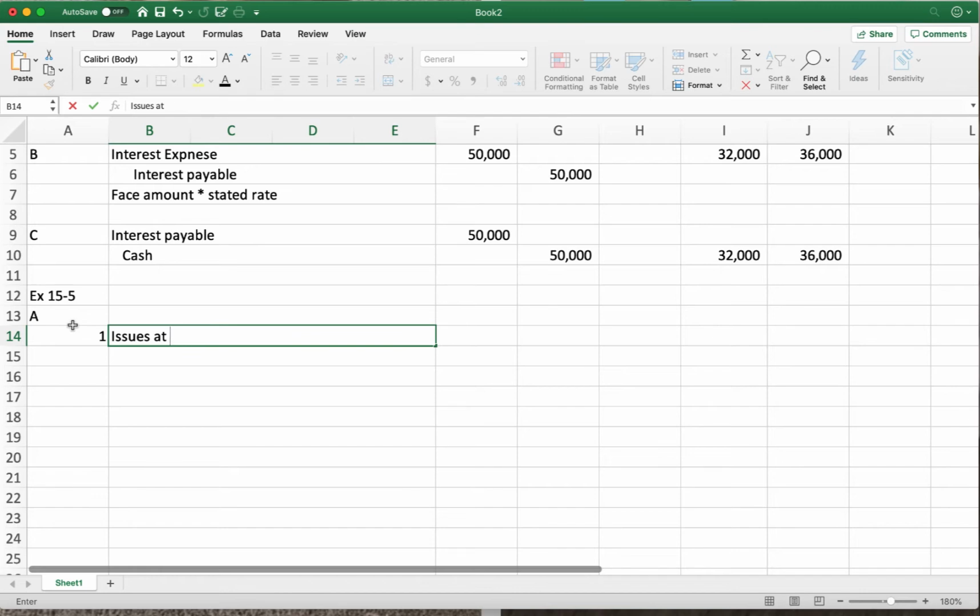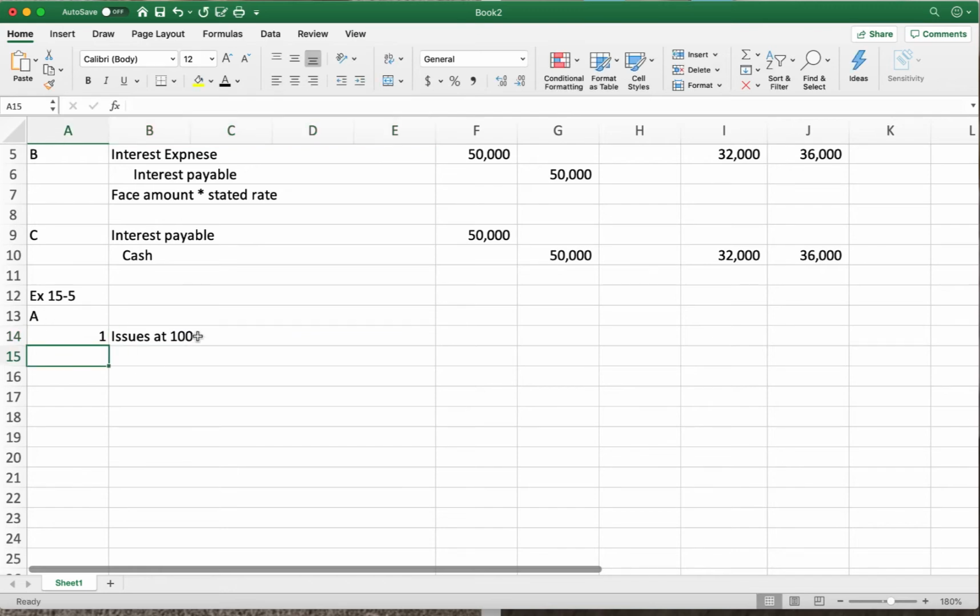Or issued at 100, right? So we know that that's 100% of its face value. That means that it is par, right? So what's the journal entry?